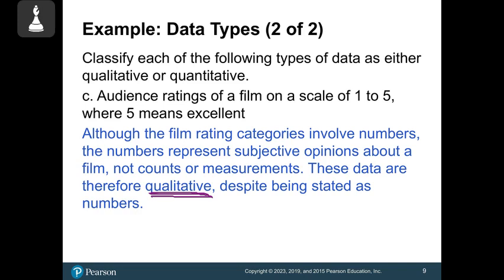The other thing to note is that they are subjective, or opinion based. So anything like that, you can't really work with keeping it as quantitative. It would be qualitative data. So as you can see, there is number data that can be qualitative and quantitative. There is word data that is only qualitative.